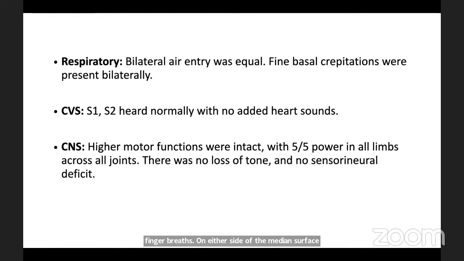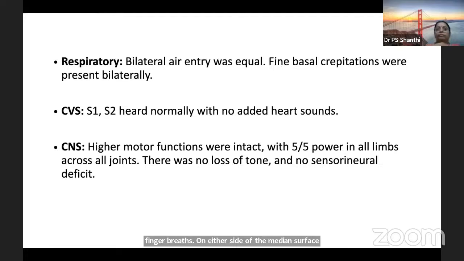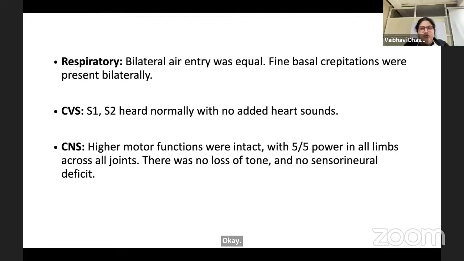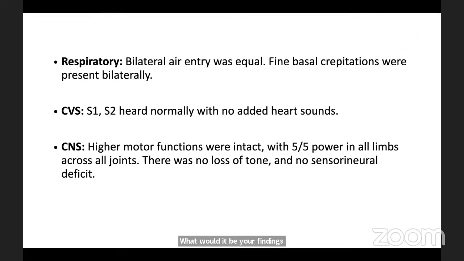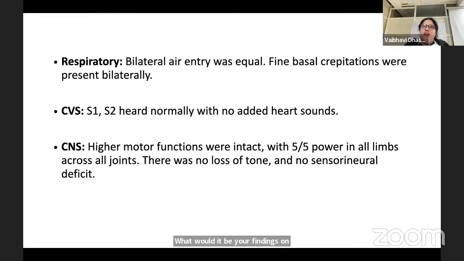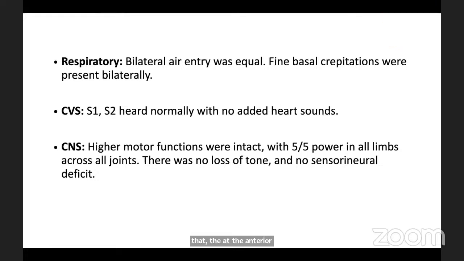If you do a PR examination in a normal patient who has no symptoms, yes, sir, what would be your findings on per rectal examination? We will find a firm mass can be felt in that case, at the anterior aspect. Is the upper border of the prostate important for you?